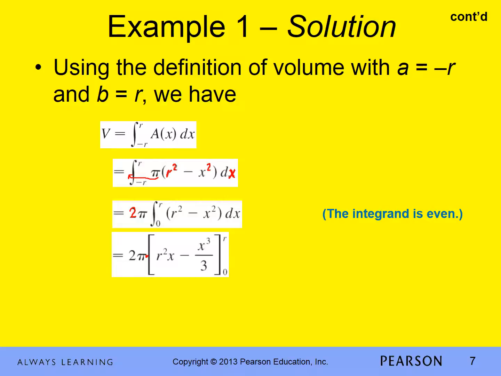Substituting the r for x, we have r squared times r, or r cubed, minus r cubed over 3. Well, 1 r cubed minus a third r cubed equals 2/3 r cubed. Right? But multiply 2/3 r cubed by 2 pi and you have 4/3 pi r cubed. The familiar formula for the volume of the sphere of radius r.